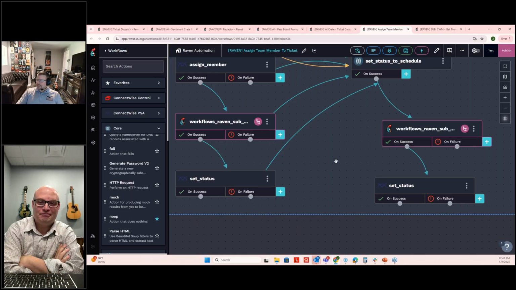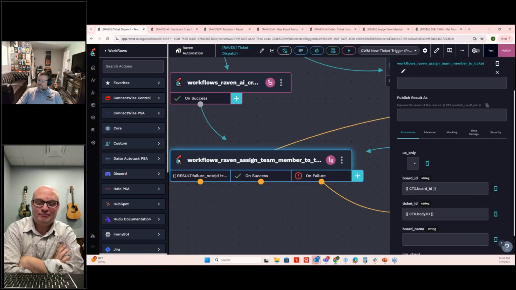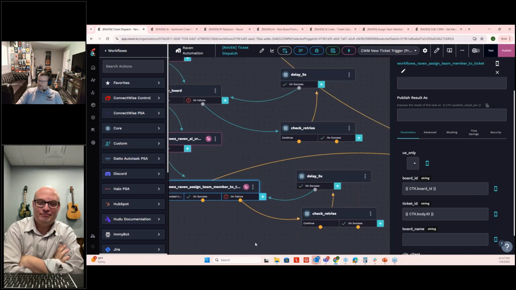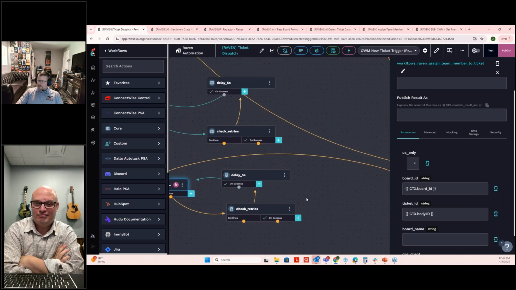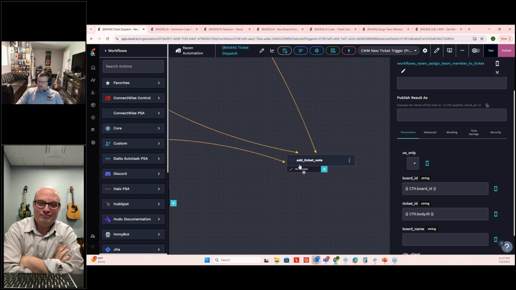So we set the status on the ticket, we exit the sub workflow and pass back into our primary process. And if everything is successful, we'll add a ticket note showing that everything was dispatched. And that's the end of the process.